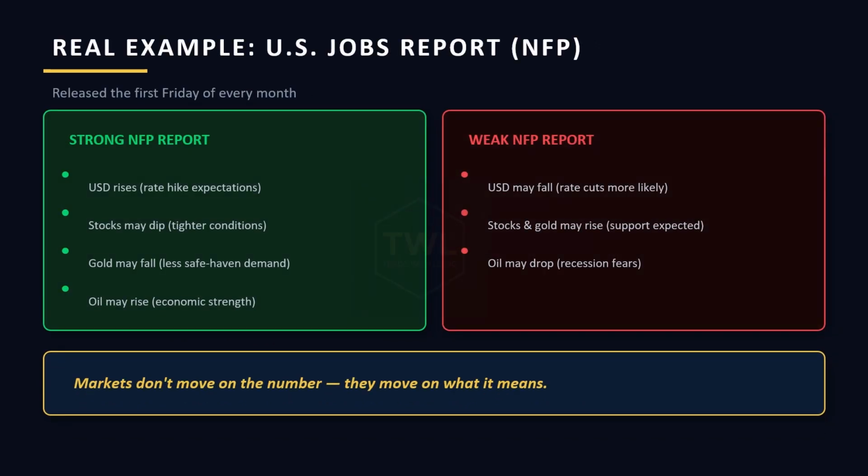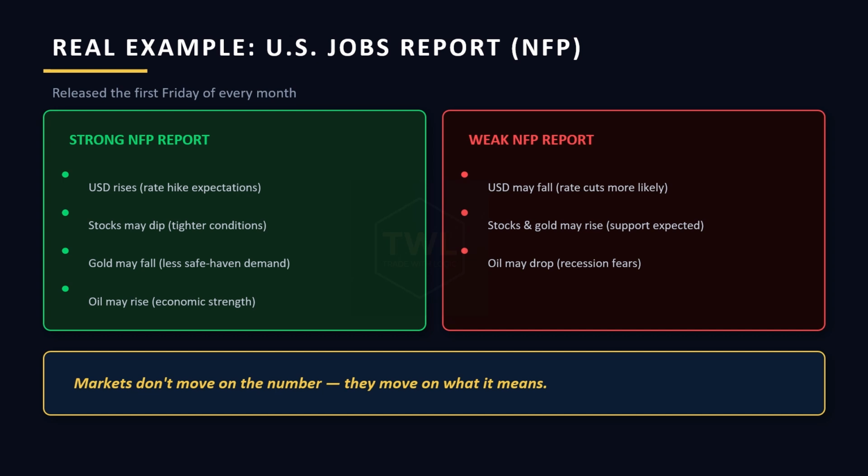Let's make this real with one specific, very famous report. The US Jobs Report, often called NFP, which stands for Non-Farm Payrolls. It comes out the first Friday of every month, and it genuinely moves markets within seconds of release. If the NFP report is strong, the dollar tends to rise because traders expect interest rates might go up. Stocks may dip slightly because higher rates mean tighter financial conditions. Gold may fall since less fear means less demand for a safe haven. And oil may actually rise because a strong economy means more energy demand.